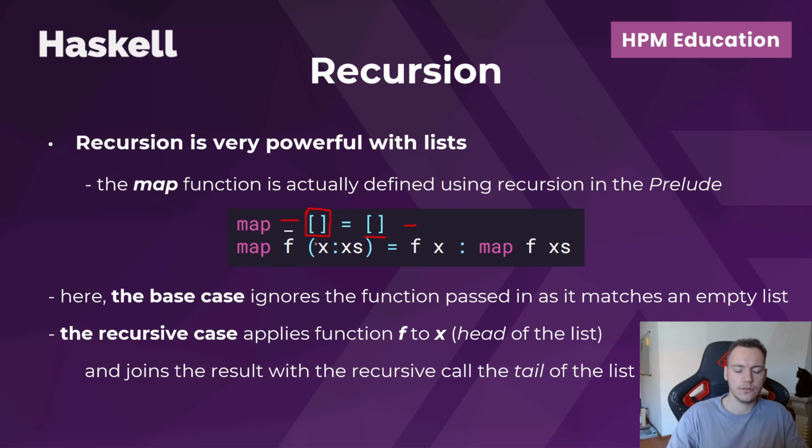And then any other case, as we know, this pattern x:xs will be the head and the tail of the list. If it's not an empty list, then this pattern will match at least one element in the list. In this recursive case, we want to apply our function f to the head of the list and concatenate with the rest of the list, but in a way that we are still applying f to each element of the rest of the list, right? So this is the recursive call of map with the same function and the tail of the list.